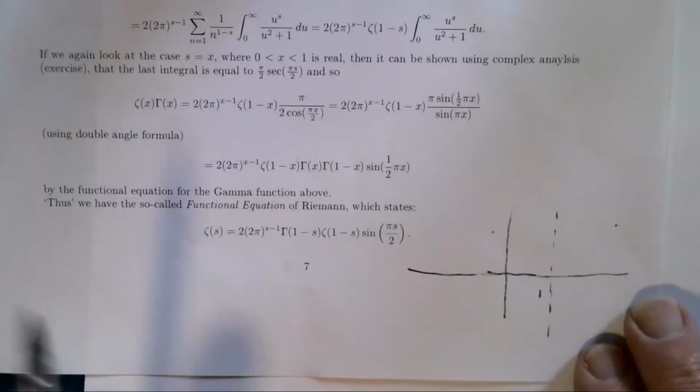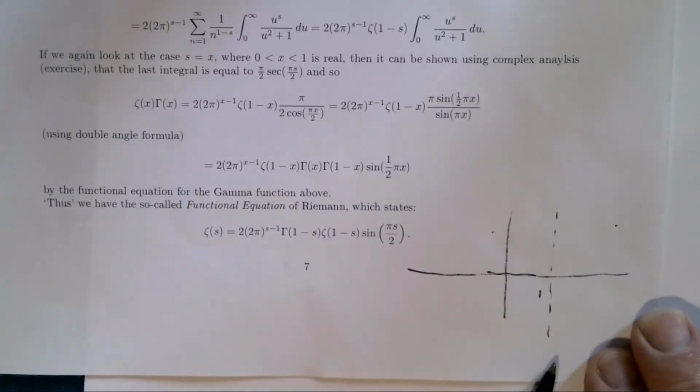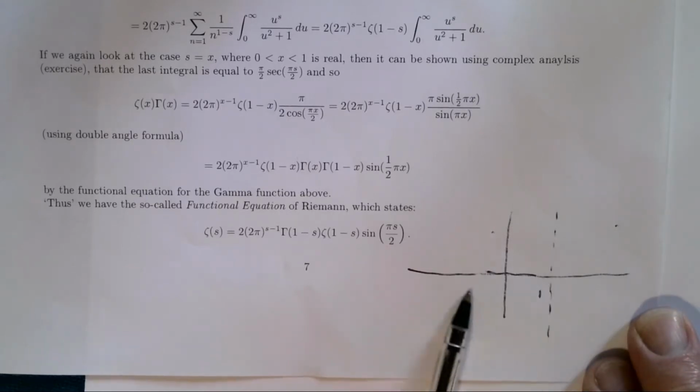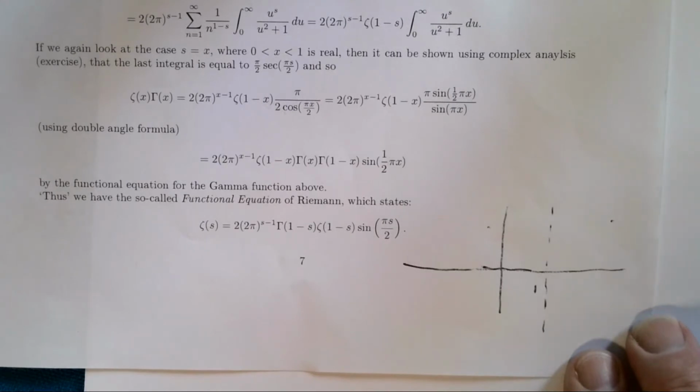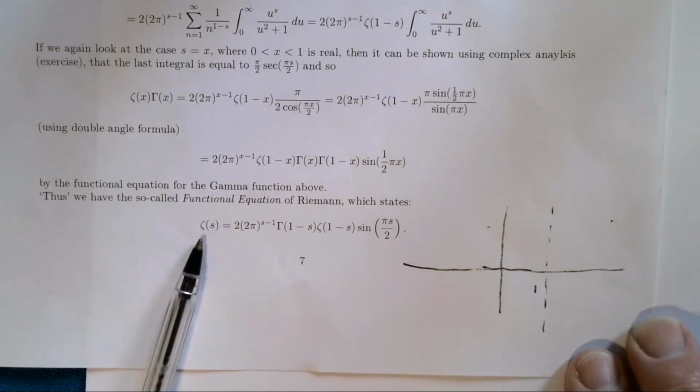So this line s equals 1 somehow splits up the complex plane in terms of the Riemann zeta function, and we get connections between what's happening on each side by this lovely functional equation. Now the question one wants to ask is: is this zeta function ever zero? When is the zeta function 0?